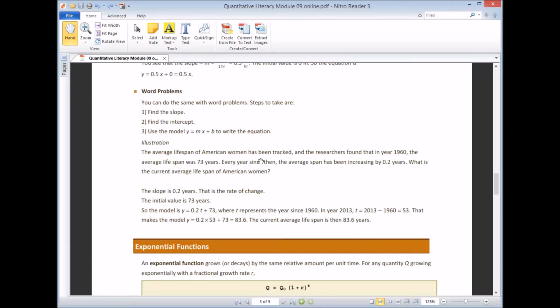So for the m, it's easy to see because it's the rate of change, which the problem states the average lifespan has been increasing by 0.2 years. So that's my value for m. The slope is 0.2 years.